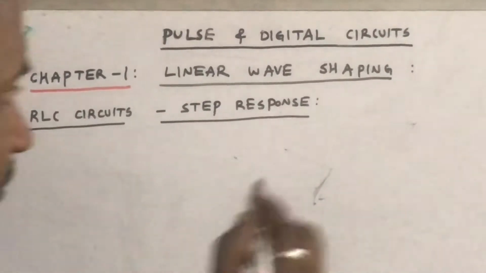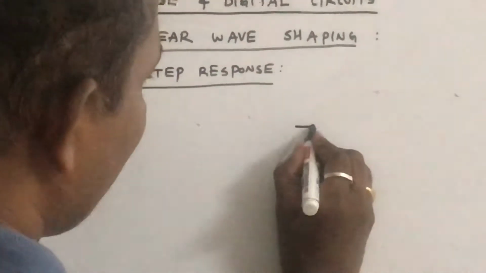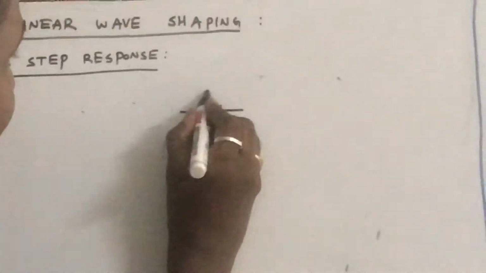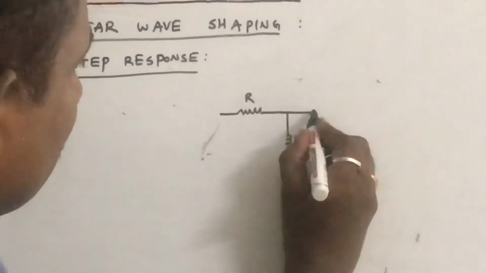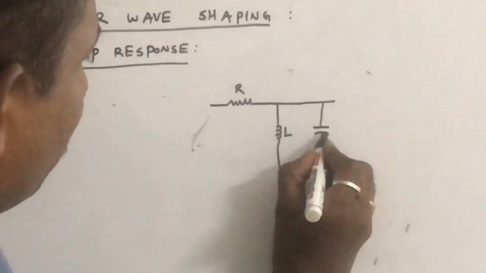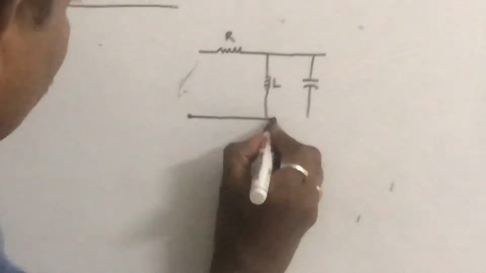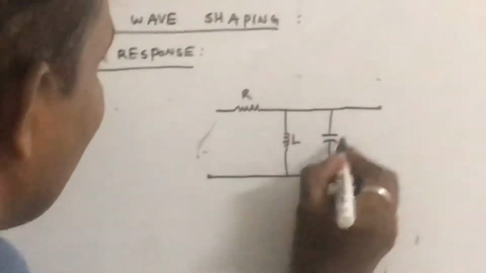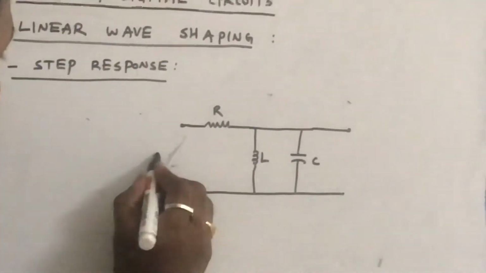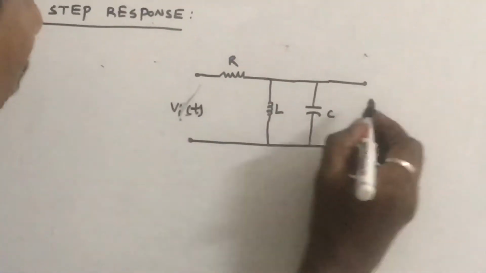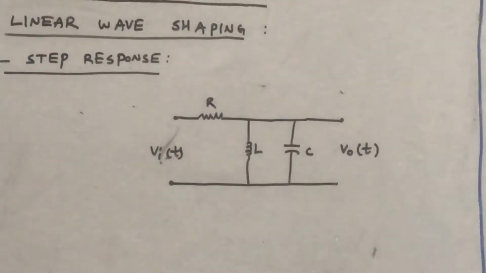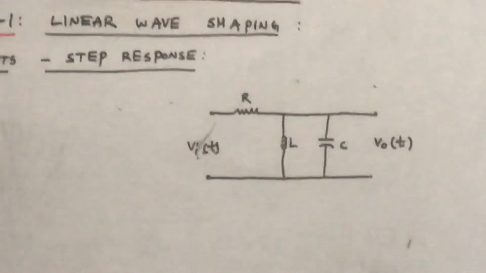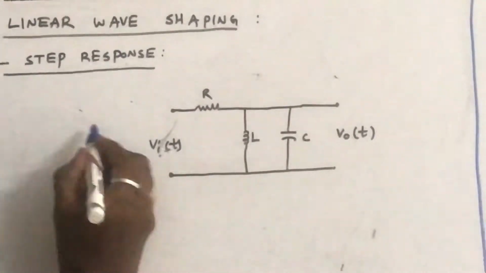So now, as you know, this is the RLC circuit, a very simple circuit. This is the Vi of t to this circuit. So this is the V0 of t for this circuit. So our article in the syllabus is given, we want to derive the step response of this circuit.